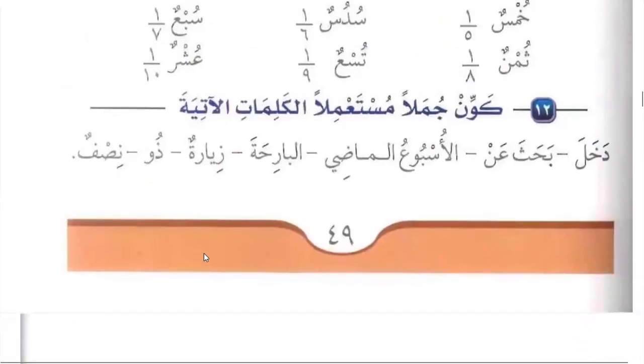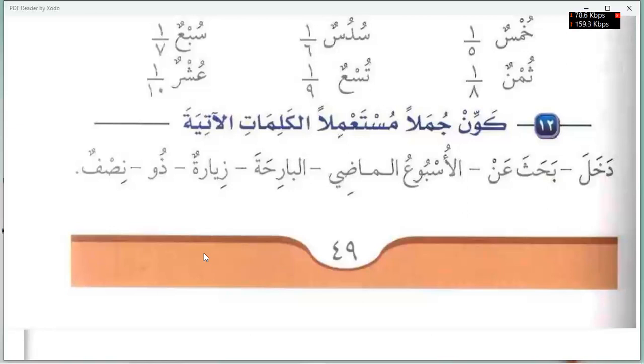One more. Ziyaratun means visit. I want to visit Mecca, Kaaba. Uridu ziyarata Mecca. Okay. Uridu ziyarata. No need of ila, and no alif lam.